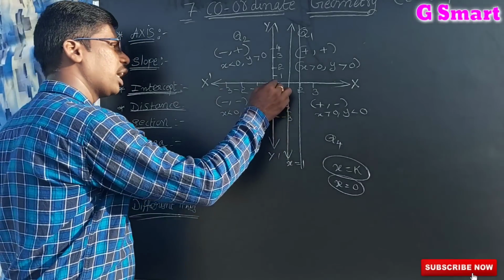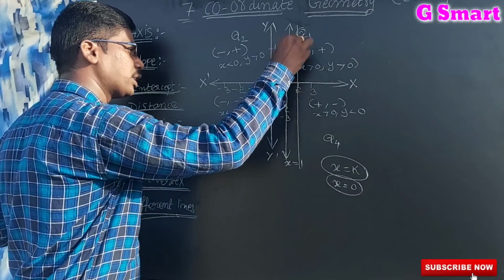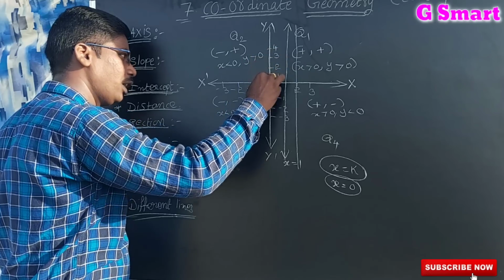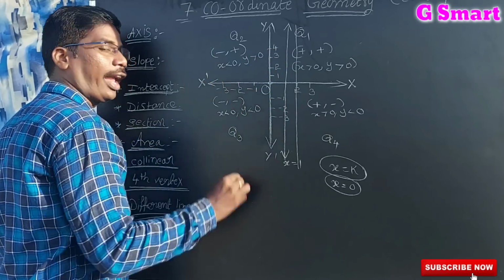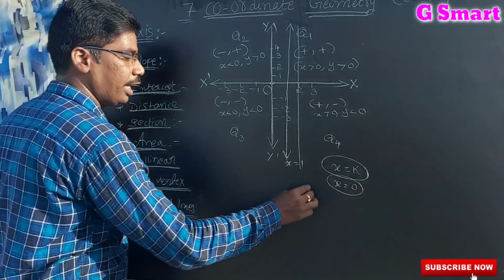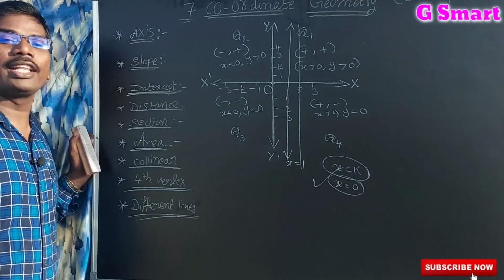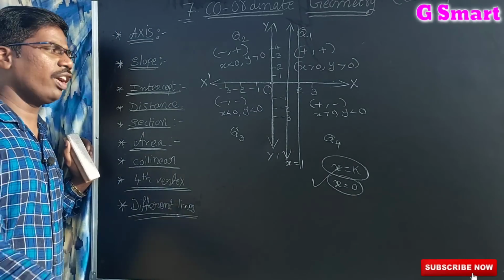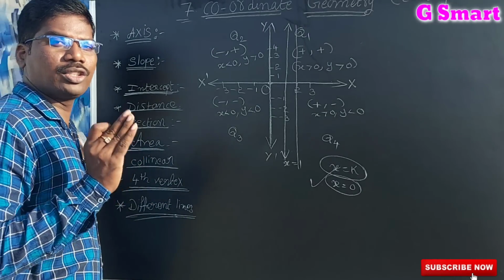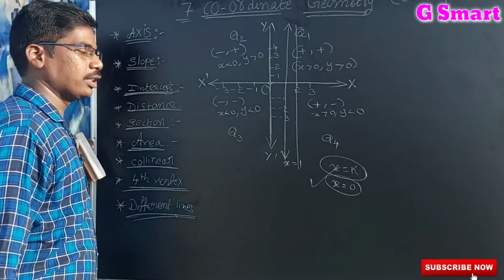Now what is this? x is equal to 1, x is equal to 2, x is equal to 3, x is equal to 0. This is the line. You clearly observe x is equal to 0 is the line, which is nothing but the y-axis. So the equation of y-axis is x is equal to 0. Like this we got the equation of the y-axis.